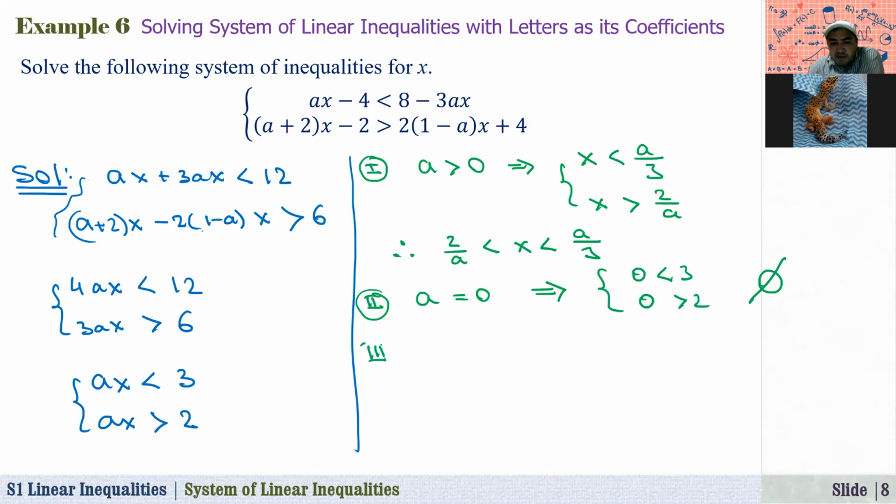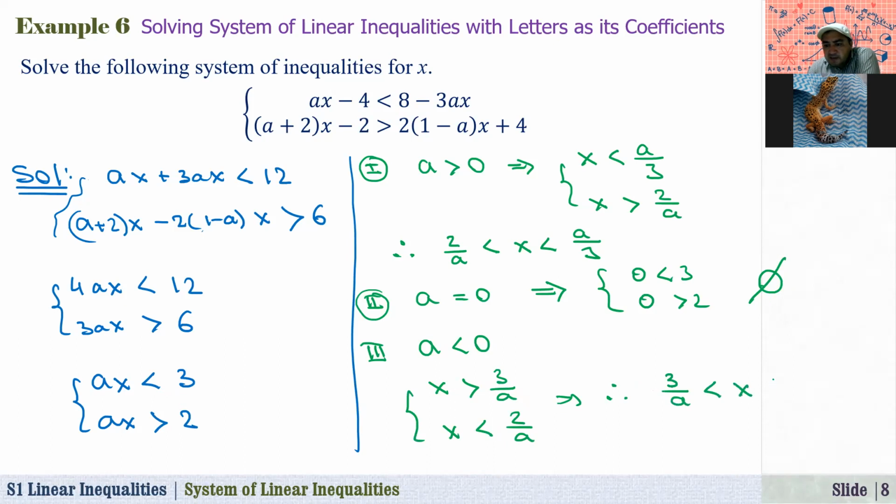So the third one is, how about now, a is less than 0. If a is less than 0, at the time when we divide both sides by a negative number, we have to change the inequality sign. So here we have x is greater than 3 over a, and x is less than 2 over a. So it will be this one. So the solution will be... 3 over a less than x less than 2 over a. So we have actually these cases. We have to consider these cases.